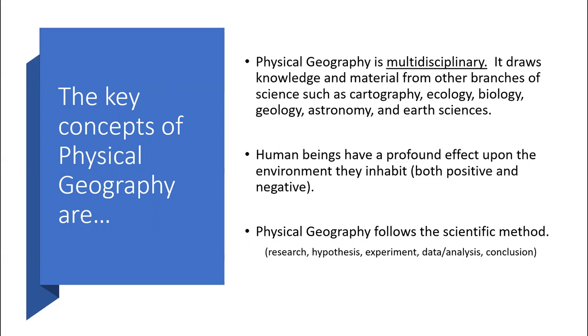Physical geography is multidisciplinary. What it means is that it draws knowledge and material from other branches of science, such as cartography, ecology, biology, geology, astronomy, earth science. You can add there chemistry. We use all the sciences that we can. So it's more of a general science.